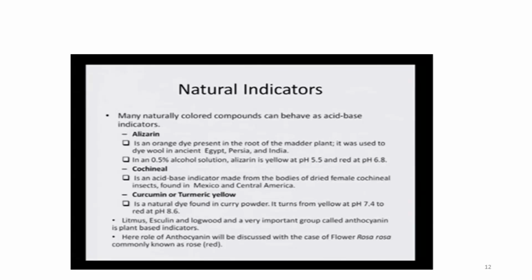Litmus, esculin, logwood and a very important group of compounds called anthocyanin can act as plant based indicators. Here the role of anthocyanin will be discussed with the case of the flower Rosa rosa, commonly known as rose. Rose, which is temple waste, can be collected not only for dye extraction but can even be used as a pH indicator from other plants.